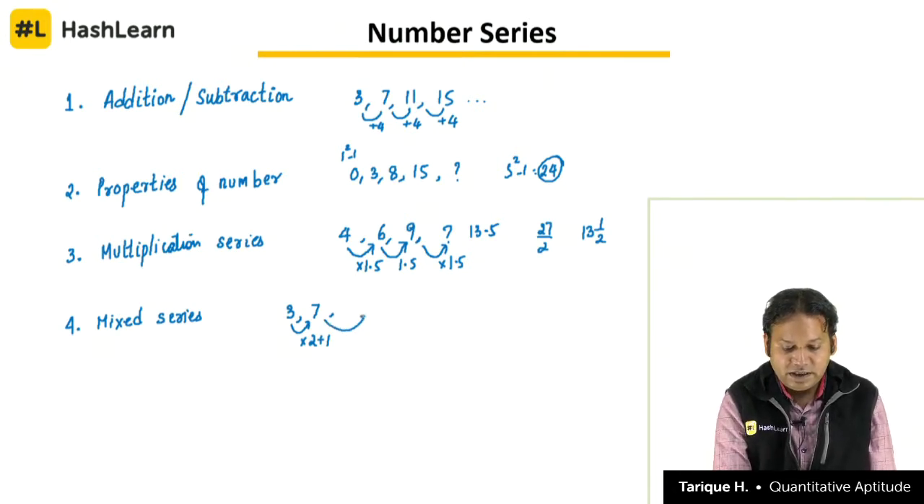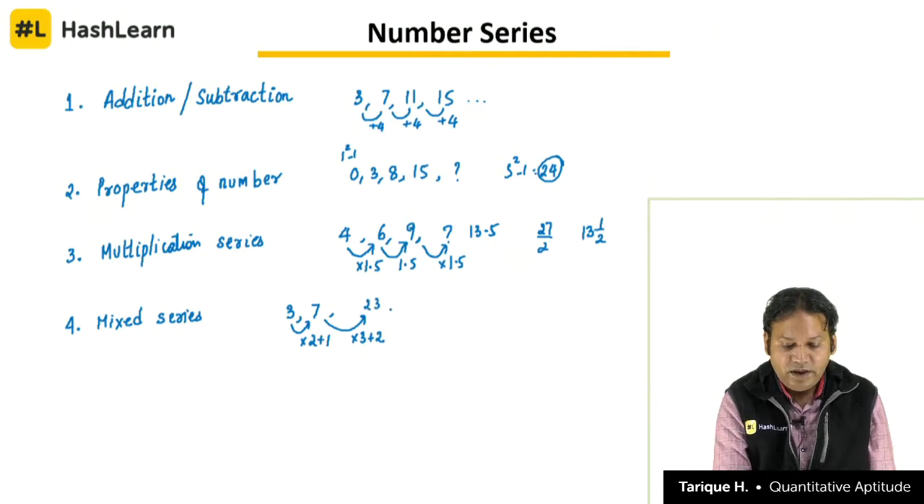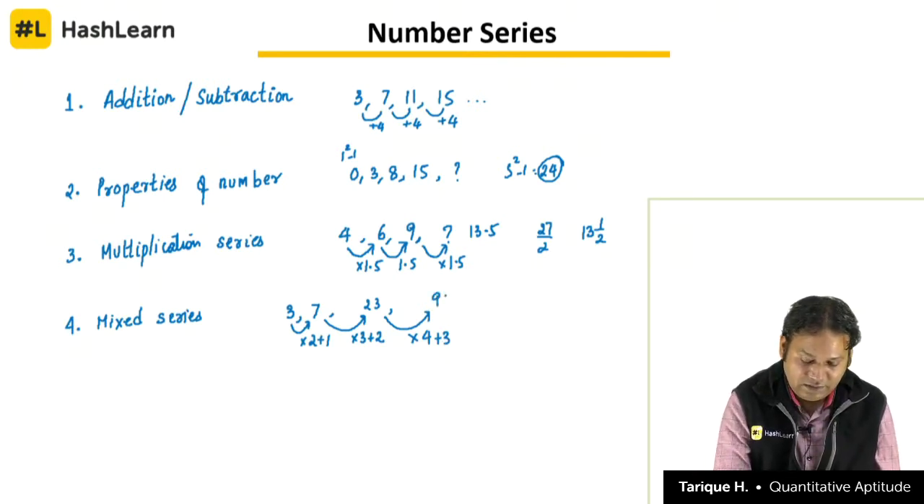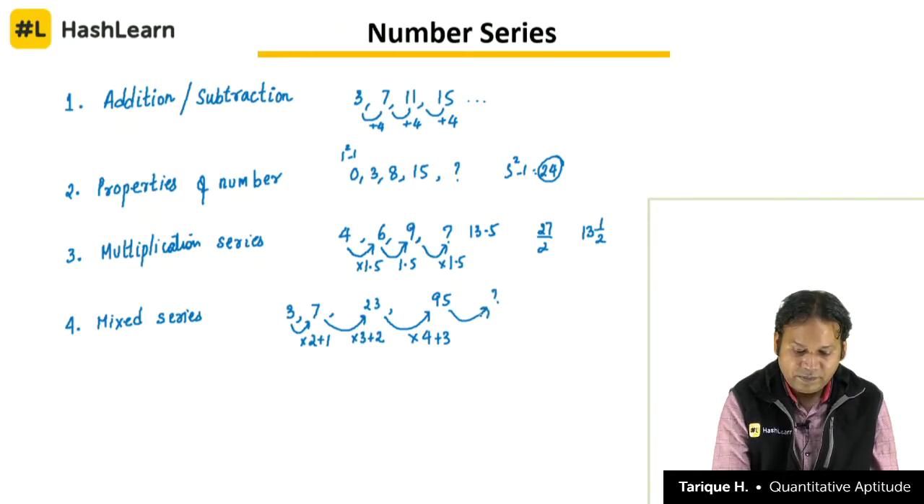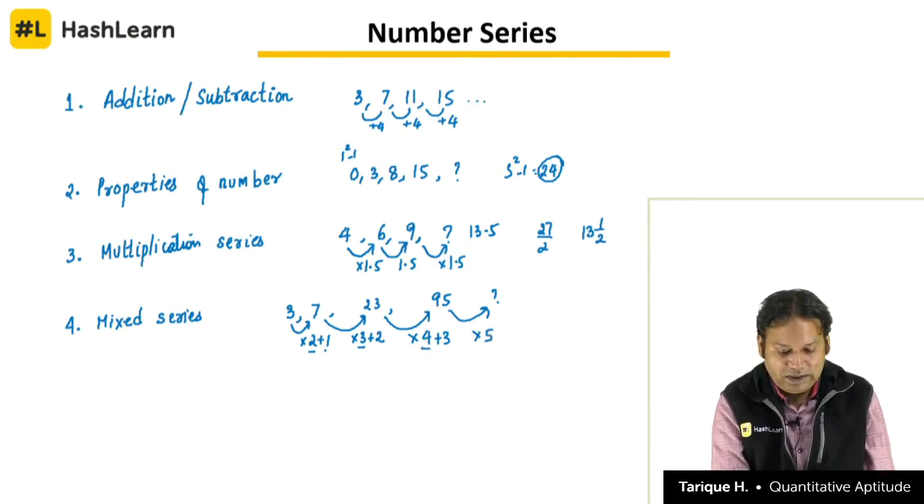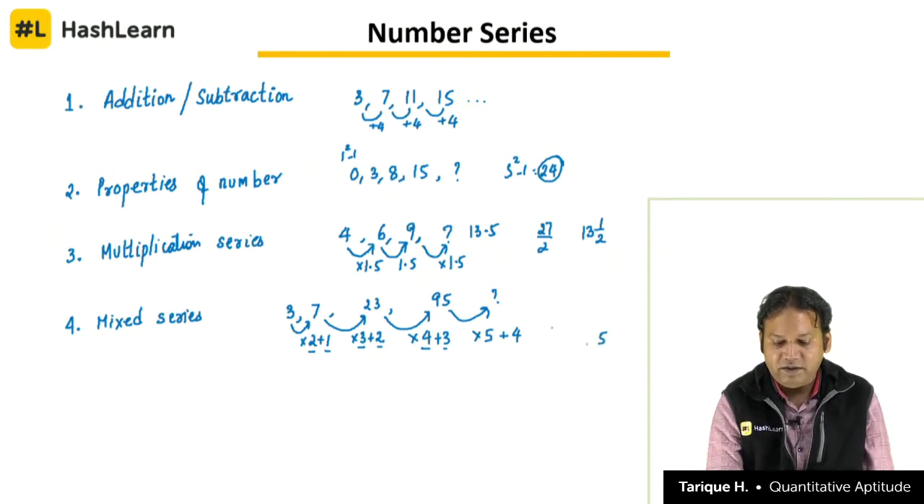If I go from 7 to the next number, I can say into 3 plus 2. So 7 into 3, 21 plus 2, 23. If I go to the next number, I can say into 4 plus 3. 23 into 4 is 92, 92 plus 3 is 95. So what will be the next number? You see here we are doing into 2, into 3, into 4. The next one should be into 5. We are doing plus 1, plus 2, plus 3. So the next one should be plus 4. Into 5 plus 4. 5 into 5, 25, 2 in hand, 45 plus 2, 47 plus 4.